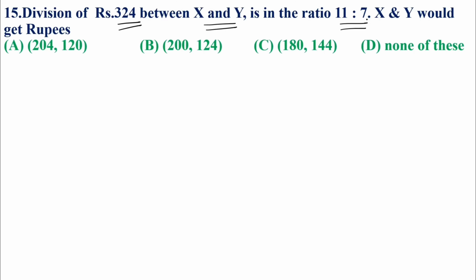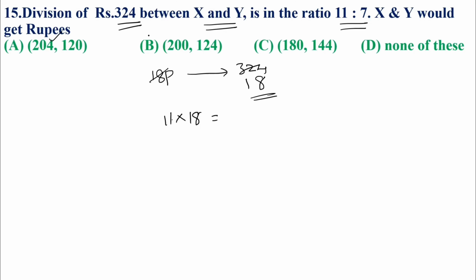So what I have to do, 11 plus 7 how much? 18. 18 parts they have given as 324. 18 how many times? 18 one time. Directly 18 square is 324. So one part is equal to 18. So 11 parts is 11 into 18. So the units digit must be 8.